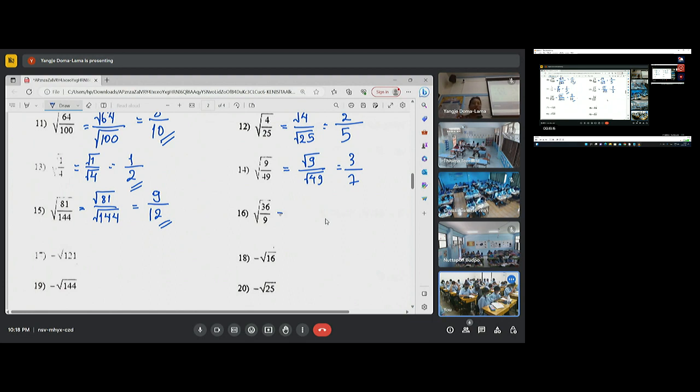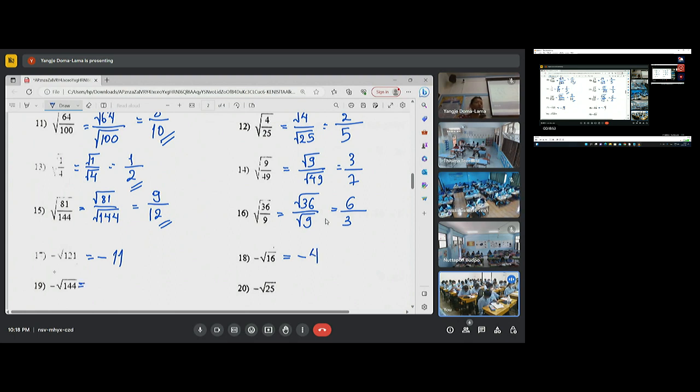Number 16 is root 36 over root 9. How much is root 36? Root 9? 3. Number 17. What is root 121? 11, right? And we have minus outside, so we have minus 11. Okay? How about minus root 16? How much is it? Minus 4.